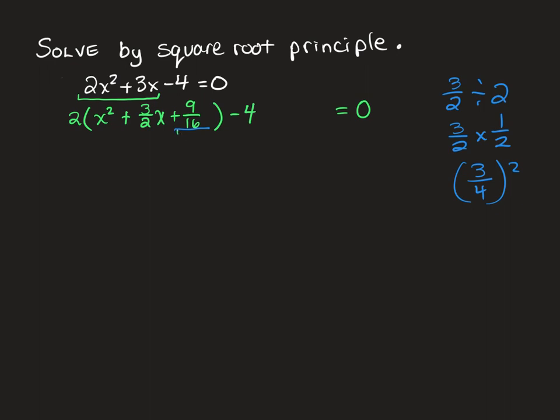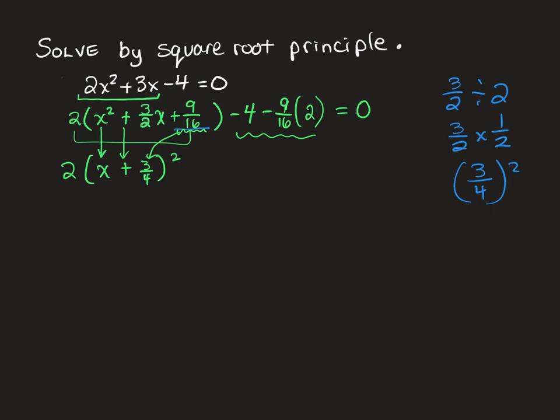Now, as soon as you added that, the whole equation got out of balance. So we're going to subtract 9 over 16 right away on the outside, which was being multiplied by that 2. So we've got to go brackets 2 like that. Alrighty, now one more step to get it in vertex form or completed square form. We write that trinomial as a perfect square binomial by square rooting the first term to get x, square root the last term, so square root 9, 3, square root 16, 4, and then same sign as the middle, so plus.